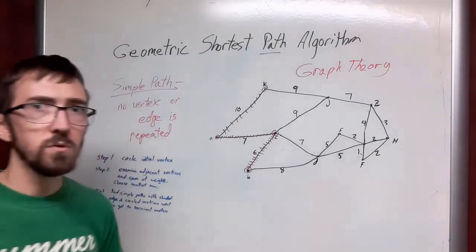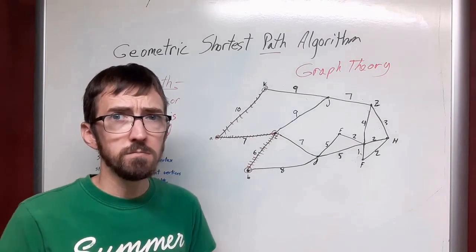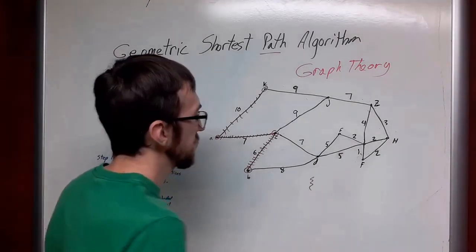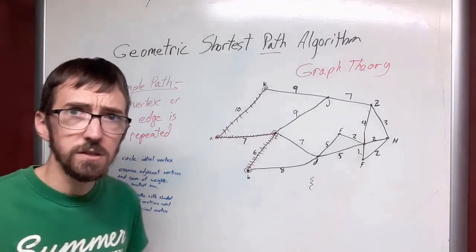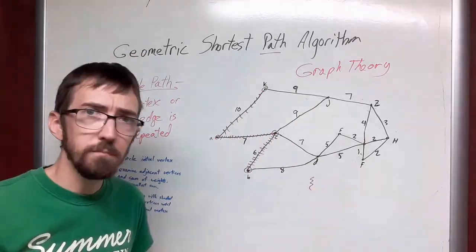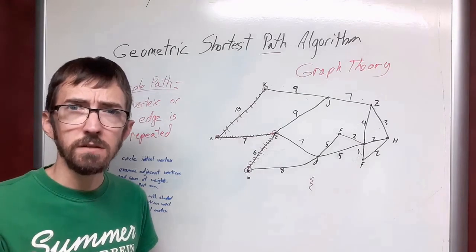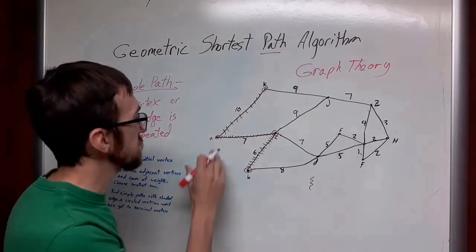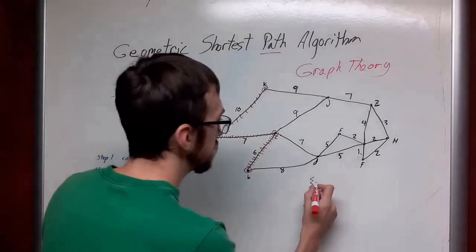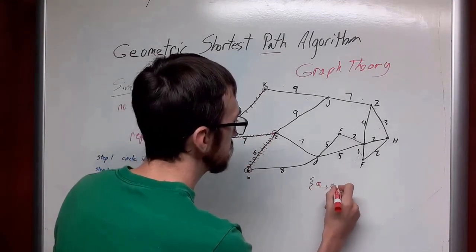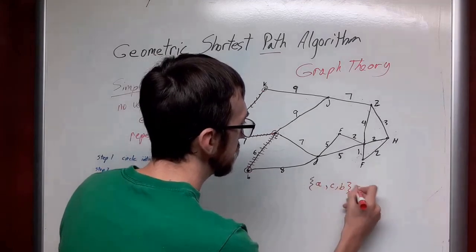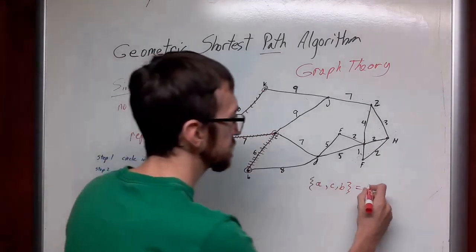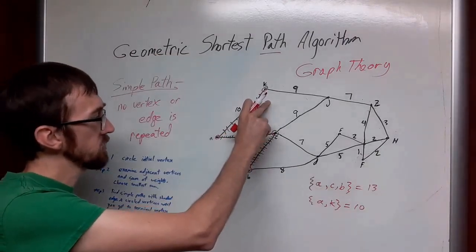All right, so maybe we want to kind of keep a tally at this point. You can make the set of vertices that you have and then make that equal to the weight so that you can keep a tally for yourself to help you keep track of things. So I have A, C, B right now, and that's giving us a total weight of 13. All right, so right now, AK is our shortest path.